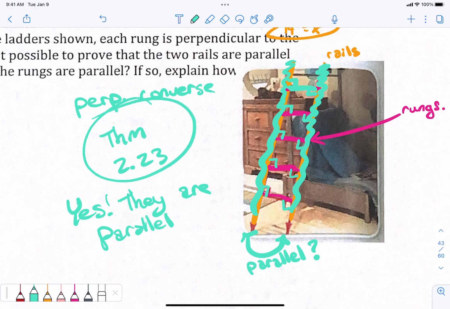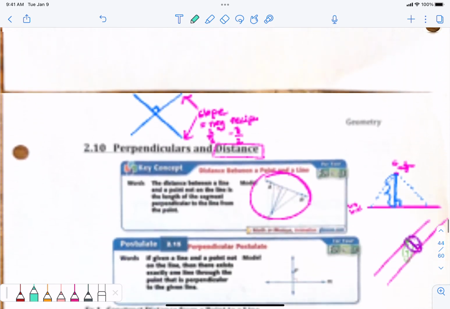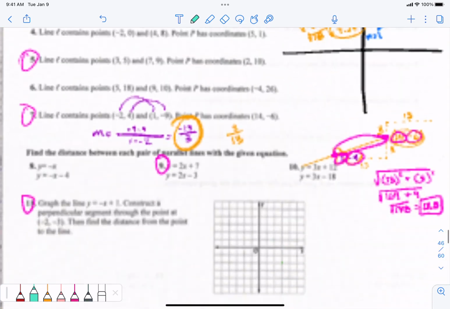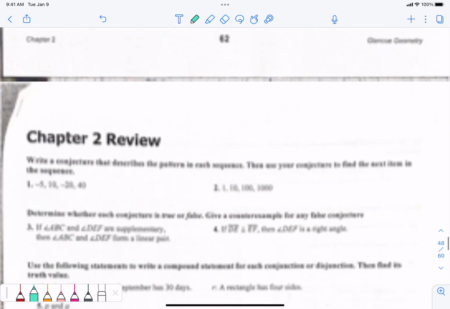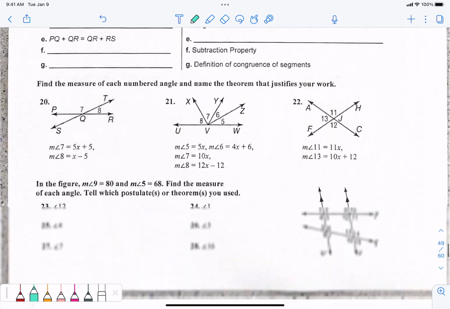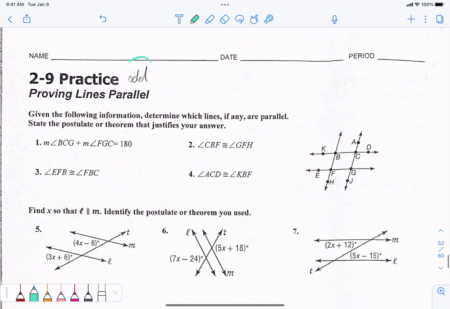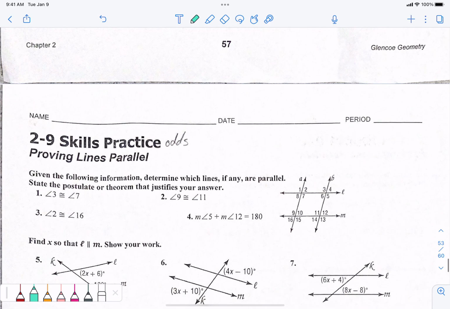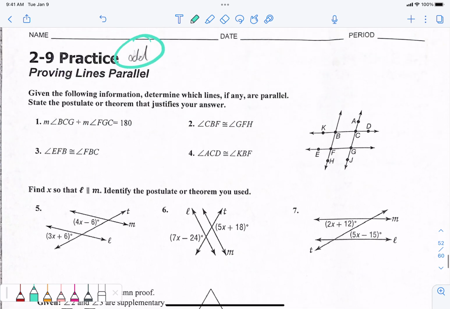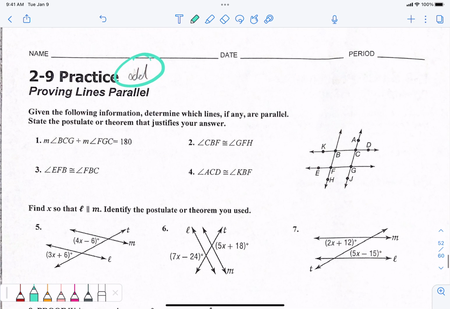Okay, you people watching this video, we are doing odds on the homework, on both sides. It should look something like this. Right here, odds. And the other side is odds. So skills practice and practice 2-9 is odds. Odds, odds, odds. Okay? There you go.